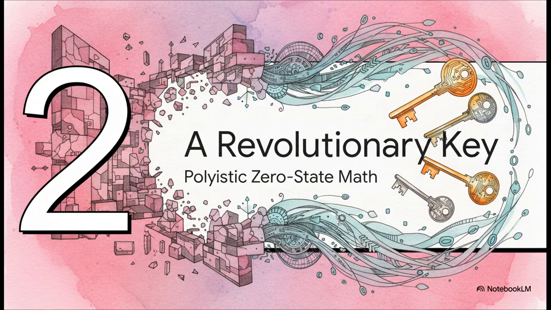Okay, but this is where things get interesting. Section 2, a revolutionary new key. We're talking about polyistic zero-state mathematics. Instead of just trying to build a faster hammer to break through the wall, this new approach found a key to just unlock it. It's a total rethink of the problem.